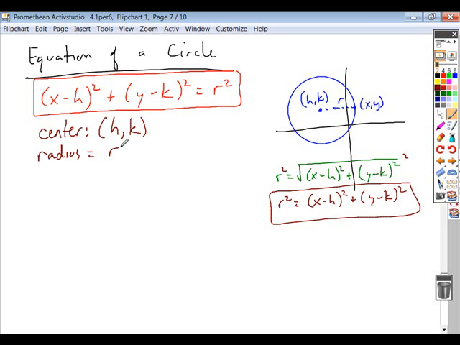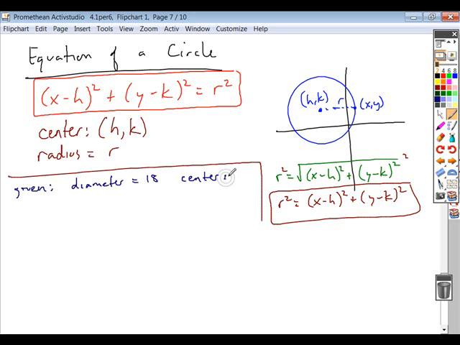The first would be, what if I asked you the following? If I gave you the diameter of a circle equals 18, and its center is at the point (-1, 5). Find the equation of this circle. So if you were looking to find the equation of a circle and you were told what its diameter and center are, you can solve this relatively easily by performing the following.